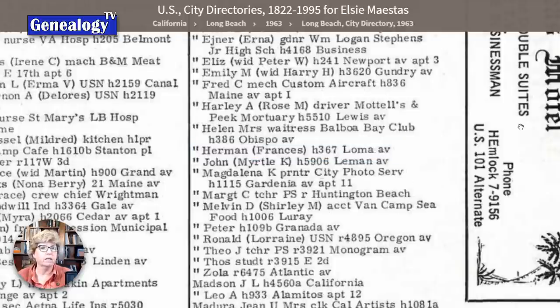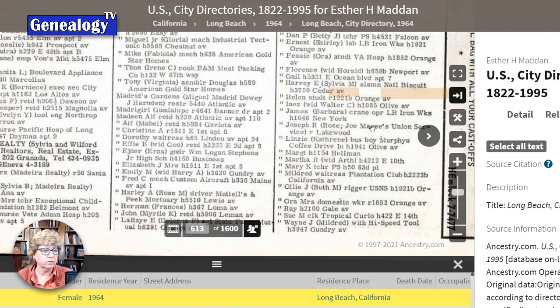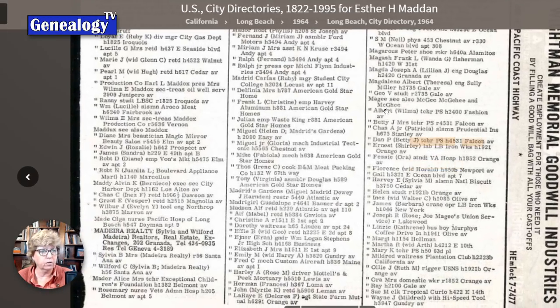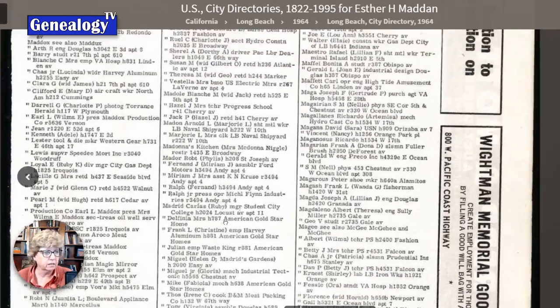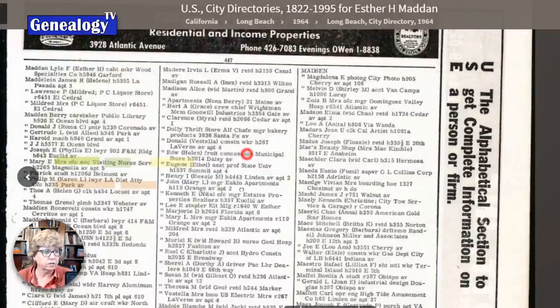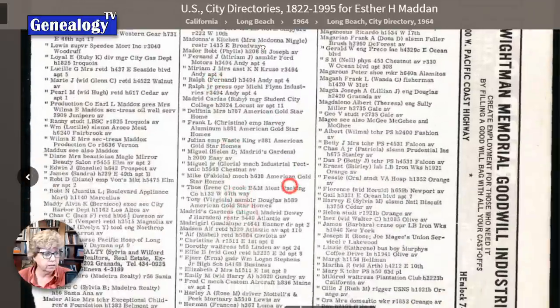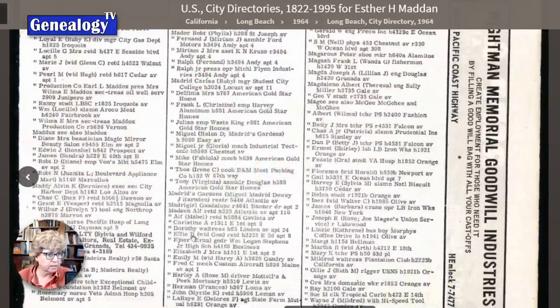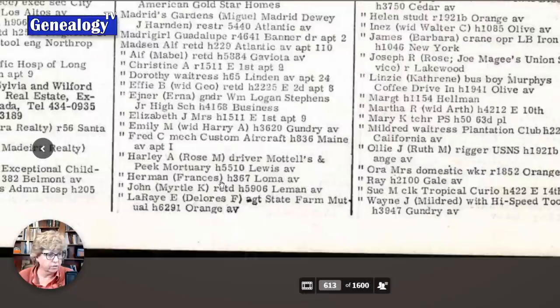All right, let's go see. Do we have another one? Oh, I do. All right, here's another one. So it's trying to find Madsen again. Ignore the highlights. For some reason, it's highlighting. There's Madison, Madsen. So they were at the bottom of this list. Madsen, Alf. All right, Madsen, Herman, and Francis. Here they are. Here's Herman and Francis at 367 Loma Avenue.